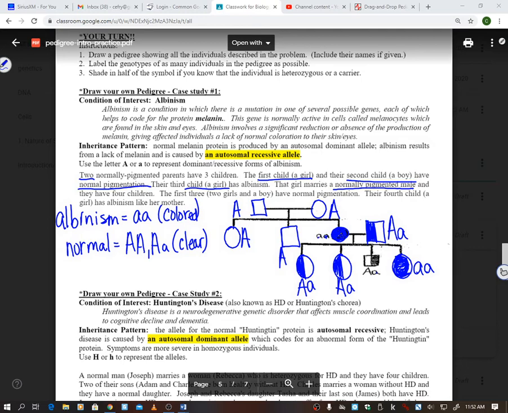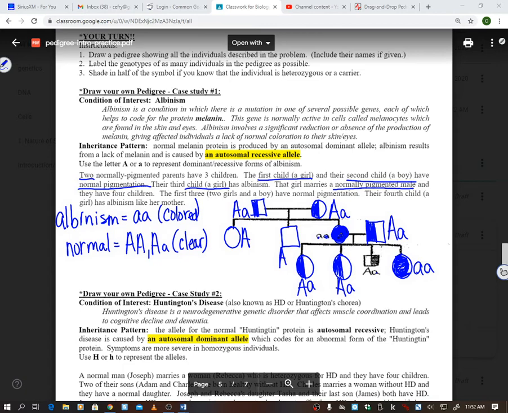All right, so let's go up here. Now, this daughter has two lowercase a's, which means she had to get one from each parent. So she got one from dad, and she got one from mom. So they are heterozygous, so I'm going to shade in half their circle and square.